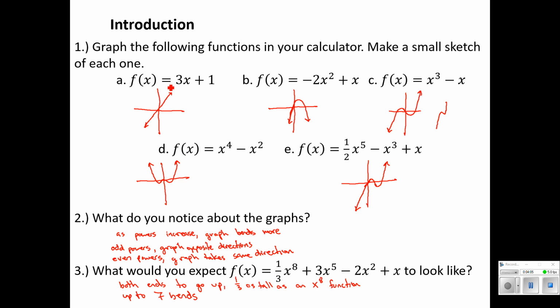Right, because if you look at, if we have x to the 1st, there are 0 bends. X to the 2nd, there's 1 bend. X to the 3rd, there are 2 bends. It seems like the number of bends is 1 less than the highest exponent we see.